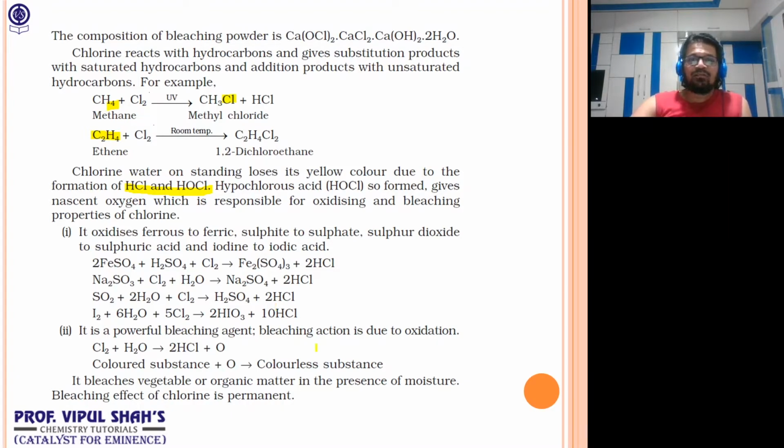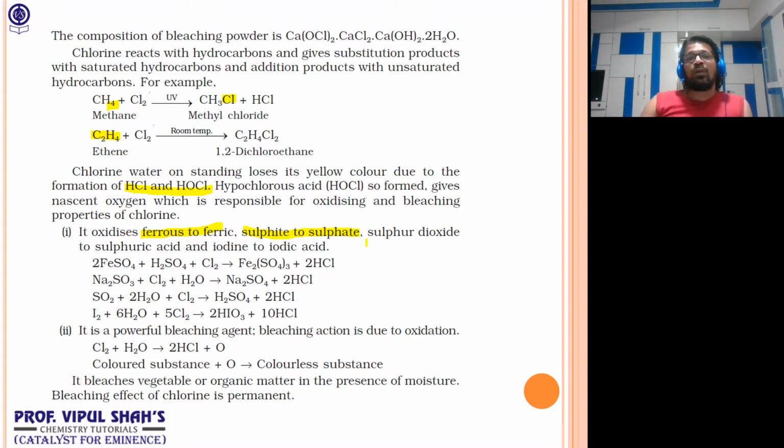Then next, it oxidizes ferrous to ferric, that is +2 to +3. Sulfites to sulfates. Sulfite is SO3 2-. So in SO3 2-, what will be the oxidation state? SO3, so -2 into 3 is -6, the charge is -2 there, so sulfur is in +4.